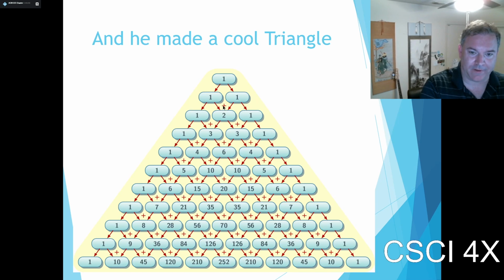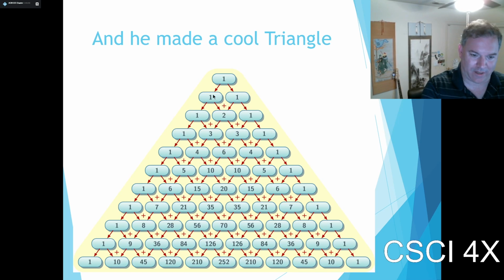Okay, so Blaise Pascal. You've got ones down one edge of the triangle, ones down the other. You fill it out a row at a time. For each spot on the row, each spot is just the sum of the two above it. So this one is 2 plus 1. This one, 6, is 3 plus 3. 4 is 1 plus 3.